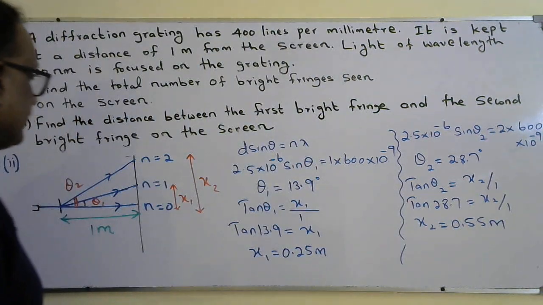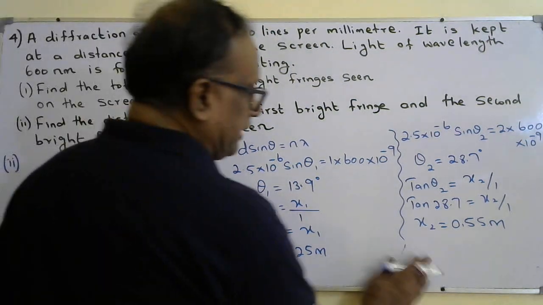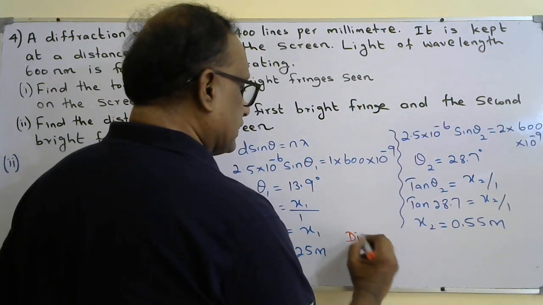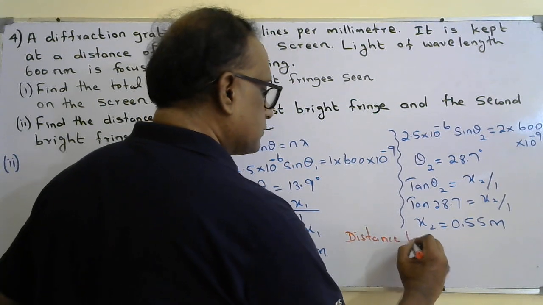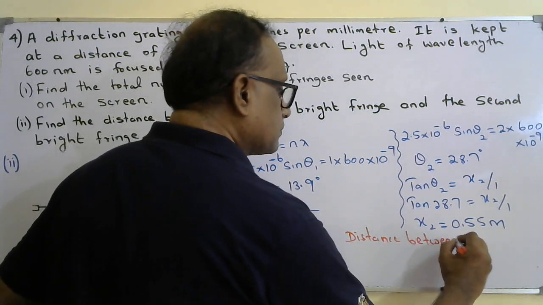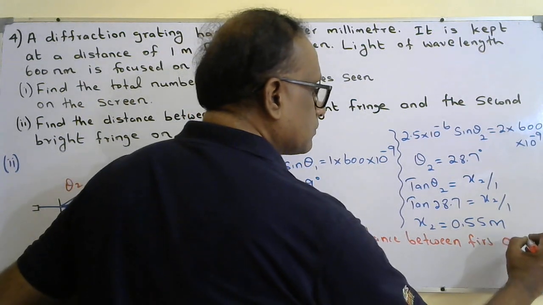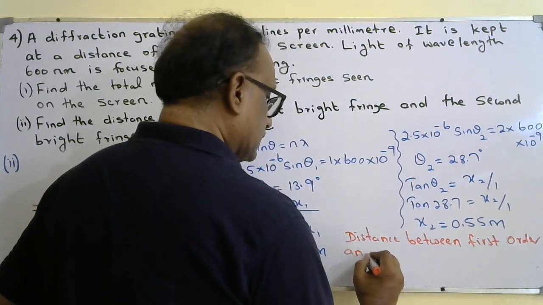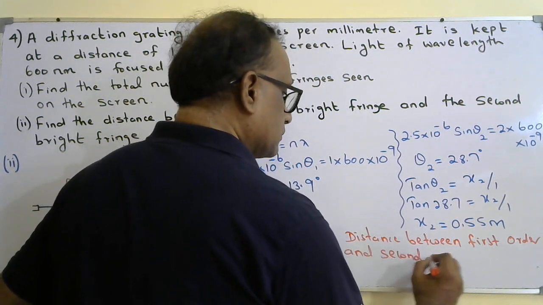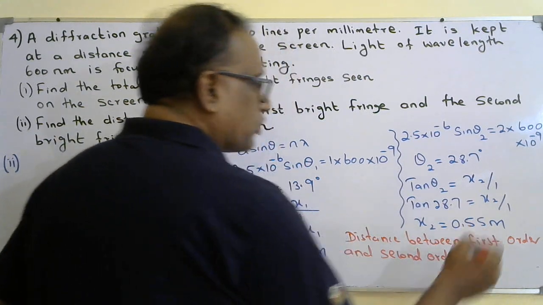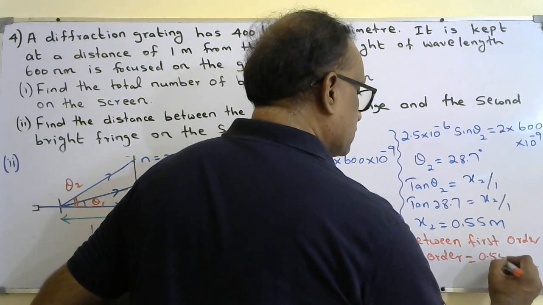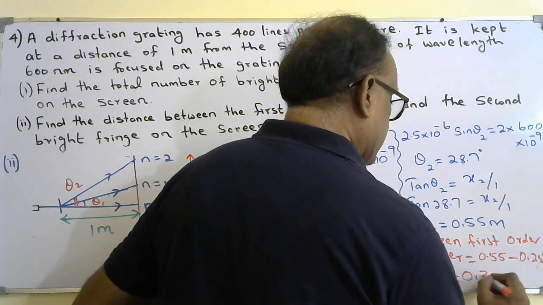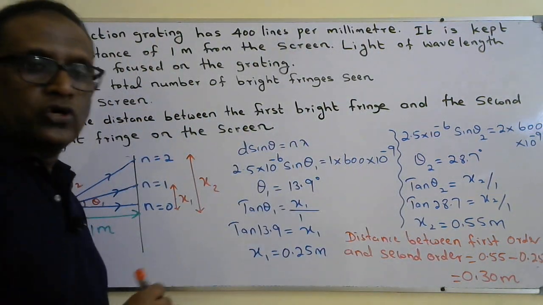So the distance between the first order and the second order, that's the question. So distance between first order and second order is 0.55 minus 0.25, that is 0.30 meter. Okay, I told that in the theory.